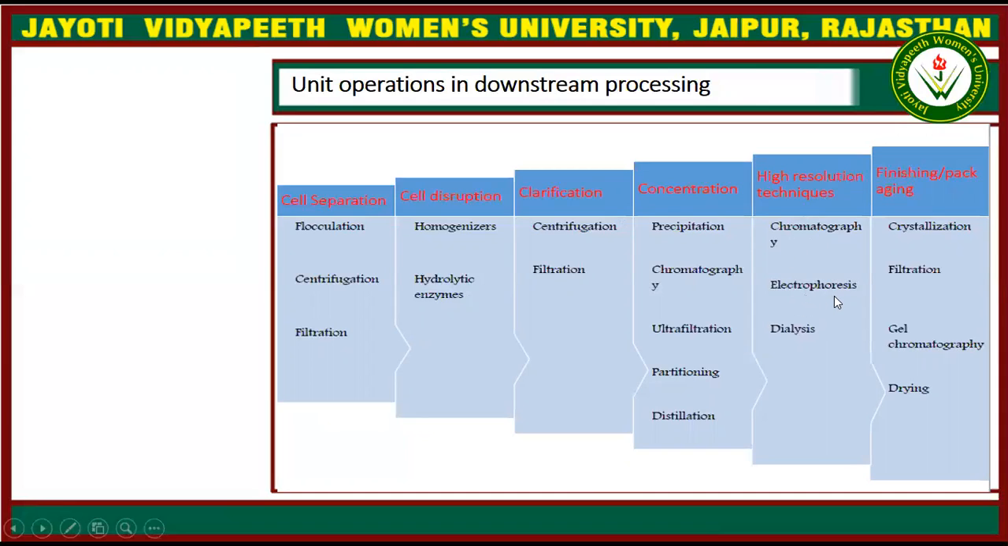chromatography, electrophoresis, and dialysis. And after the high resolution techniques, we go to the finished packaging. That is the polishing steps, and then we go to crystallization, filtration, gel chromatography, and drying, which are part of the product polishing, which we have discussed in our fourth lecture.